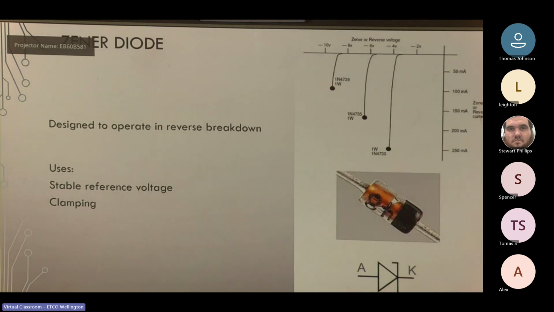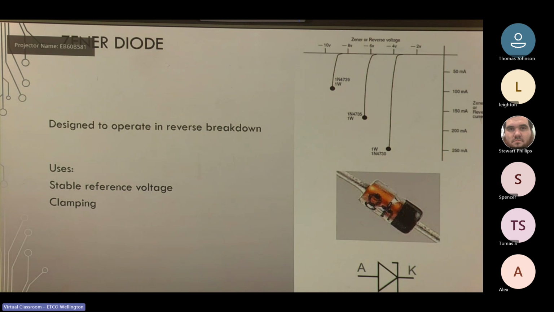Cool. So a Zener diode is designed to operate in reverse breakdown. So it's used for stable reference voltage and clamping. If an excessive reverse voltage is applied to a regular diode, reverse breakdown occurs, which results in damage to the diode. Zener diodes are designed to operate continuously in reverse bias. So in reverse bias, a Zener will give an exact volt drop, which can be used to provide a reference voltage to drive a power supply or draw circuit.